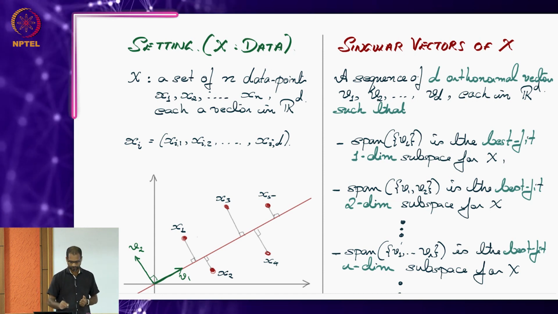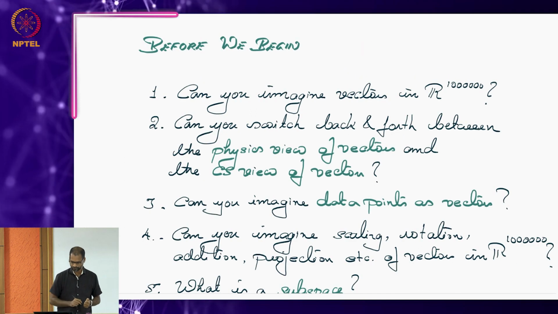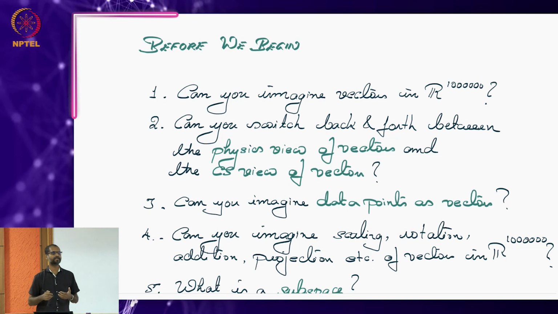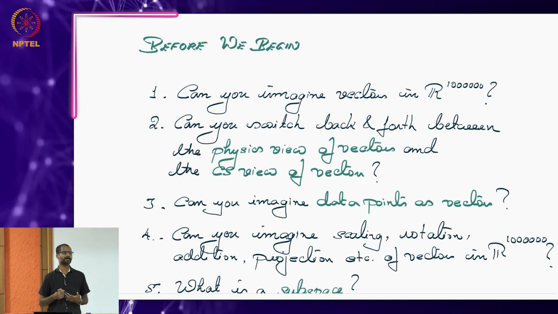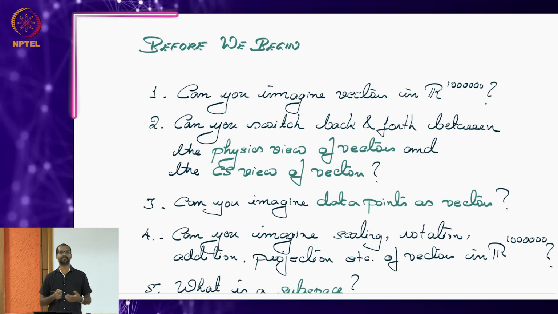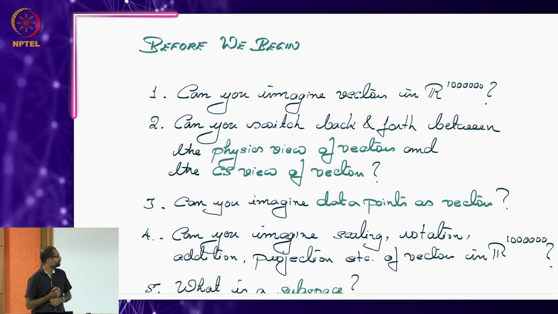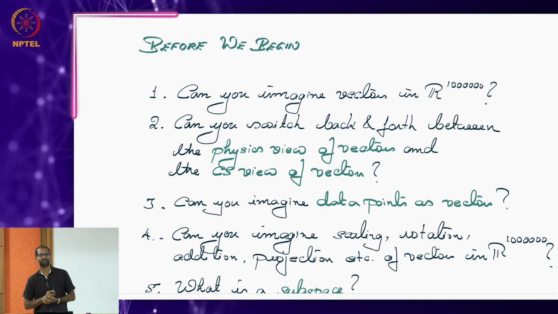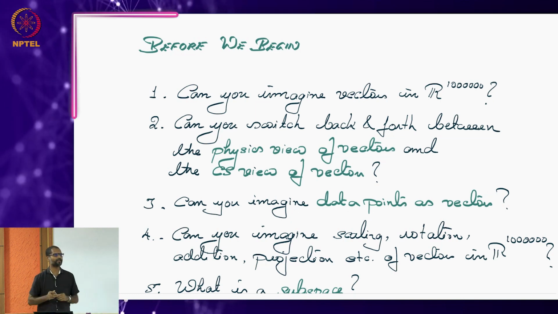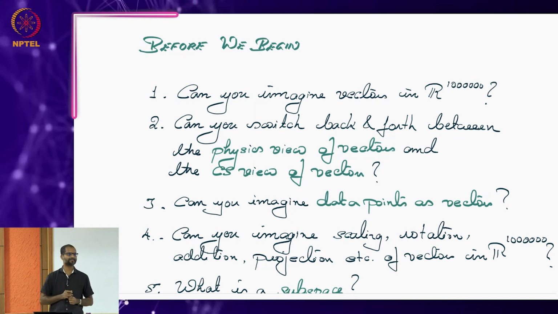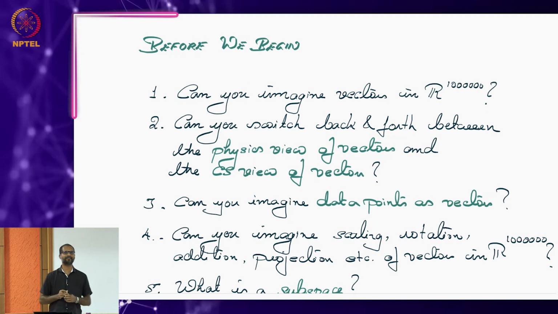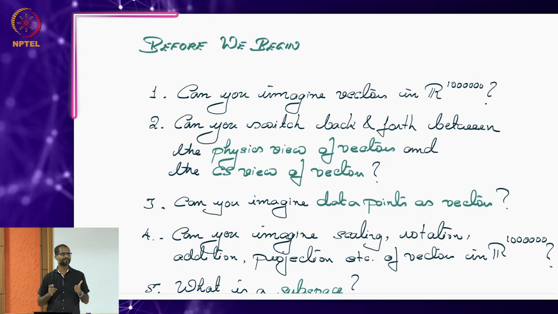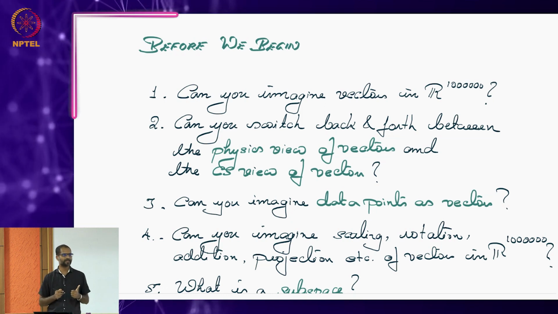Okay, so we are set to go. Let me test your imagination a bit. Can you imagine vectors in R to the power 1 million? Can you imagine points in a 1 million dimensional space? If you can, please raise your hand. Good, good, 2, good. Okay, so others find it a bit difficult to imagine.